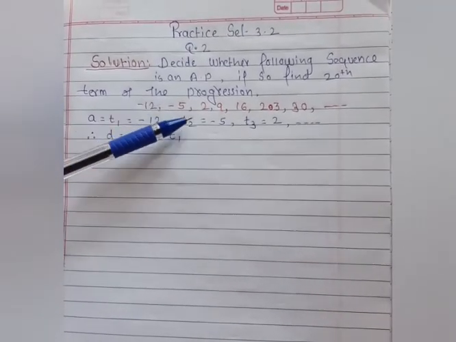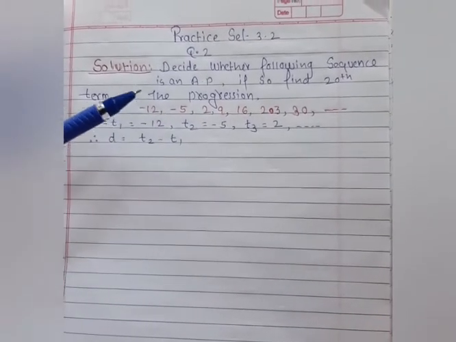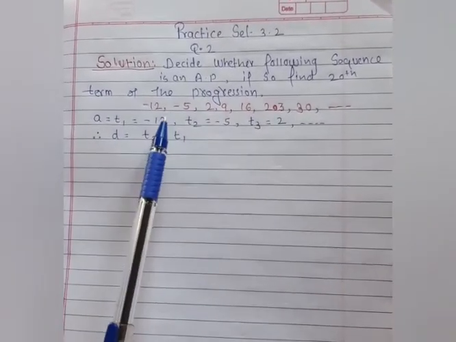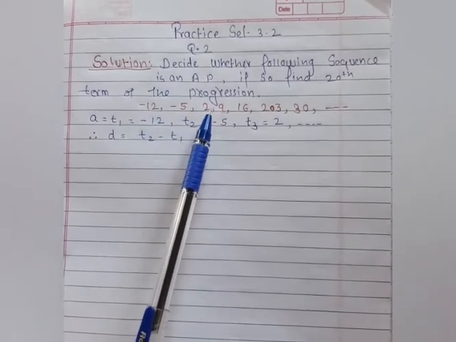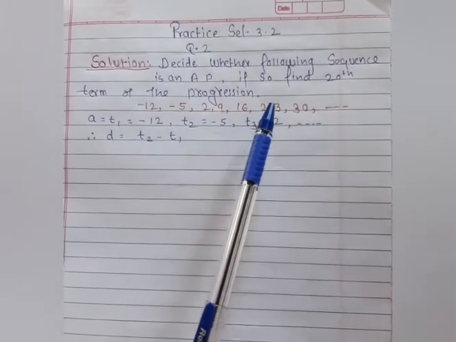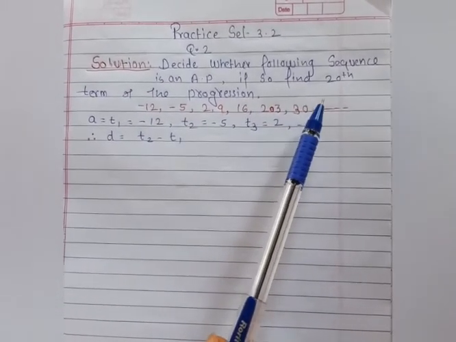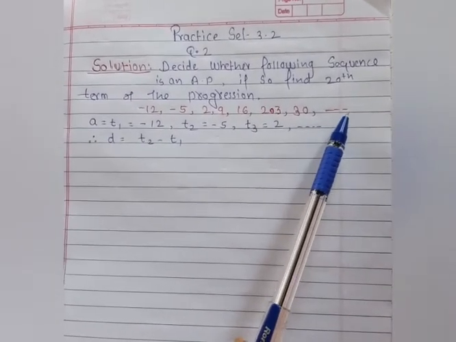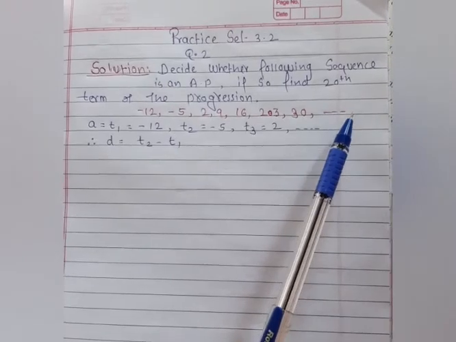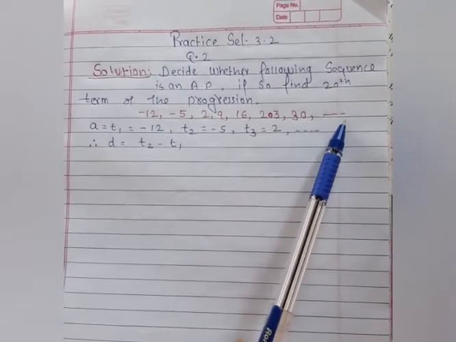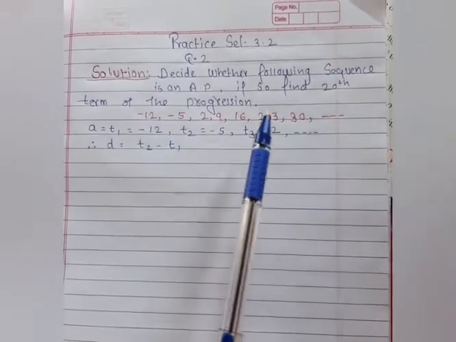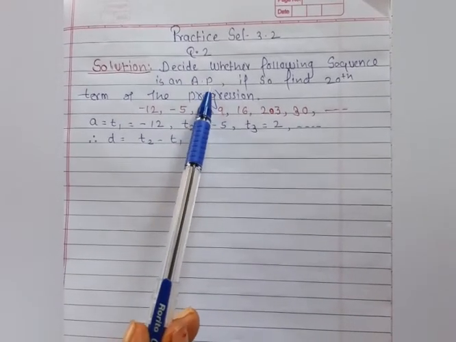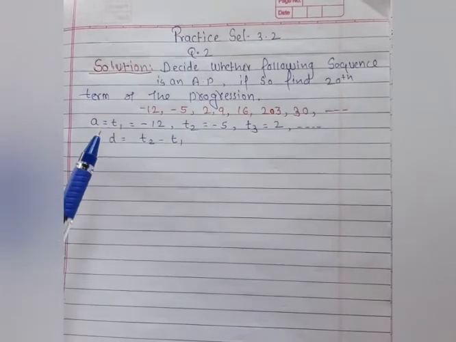It means students, here we have the sequence, and in the sequence we have to find out the 20th term. Here this is first term, second term, third term, fourth term, fifth term, sixth term, seventh term, and so on till the 20th term we have to find out. It means we have to find out the value of the 20th term in the given sequence. But before that we have to find out whether the given sequence is an AP or not. So let's move on to the solution.